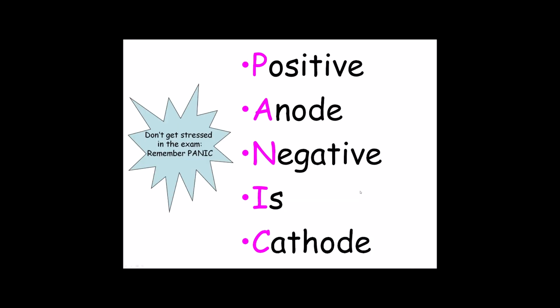Now, a way of remembering which electrode is which, which you will be expected to know, is PANIC. That's an acronym for positive anode, negative is cathode. So make a note of that. Make sure you learn this. Positive anode, negative is cathode. And that tells you what charges are on which electrodes.